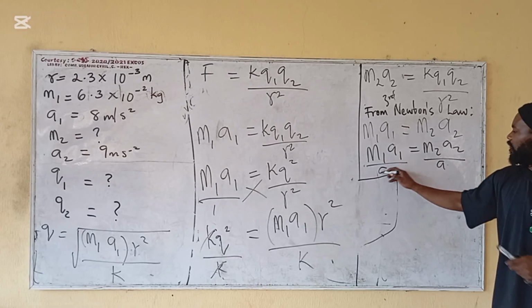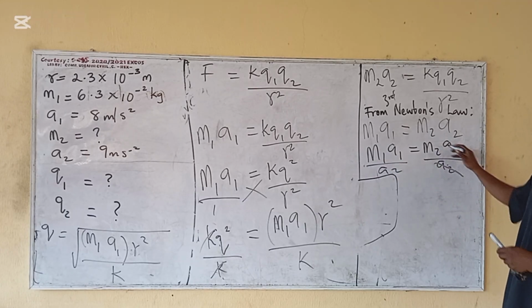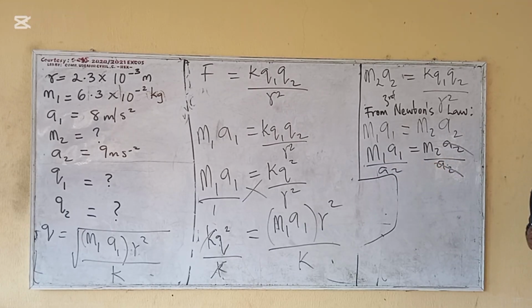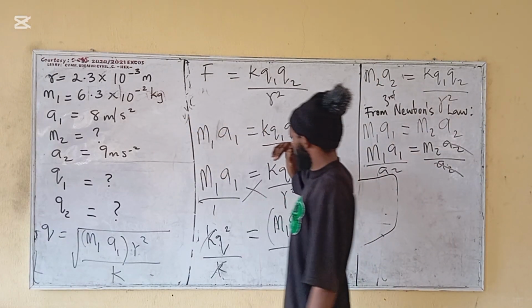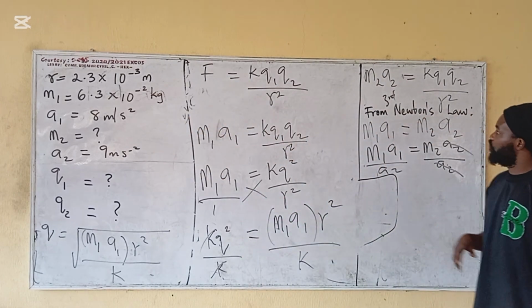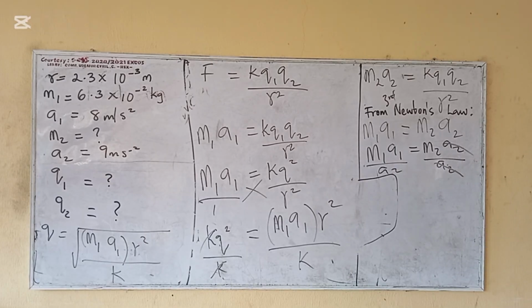So this will be by A2. This will cancel this. So M2 will be gotten using this. So don't forget it. And somebody might want to ask me, how did I know? How I know is because they gave me mass of the second one and mass of the first one. They gave me acceleration of the first one and acceleration of the second one. So they're giving me two forces, and those two forces are equal. So if I know this, let's now try to solve.